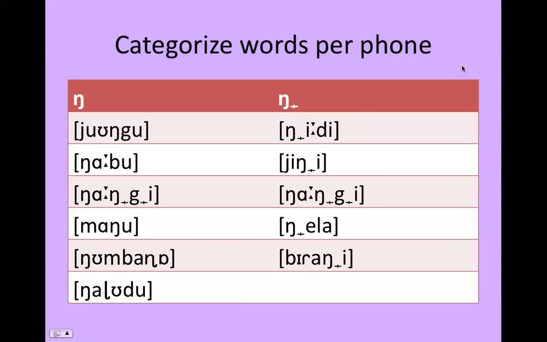Now we want to categorize those same words in that speech data according to their phone. So here's the velar nasal, and here's the advanced velar nasal. I just made two columns and categorized the words per column. Here you'll see the velar nasal words, and here are the advanced velar nasals.